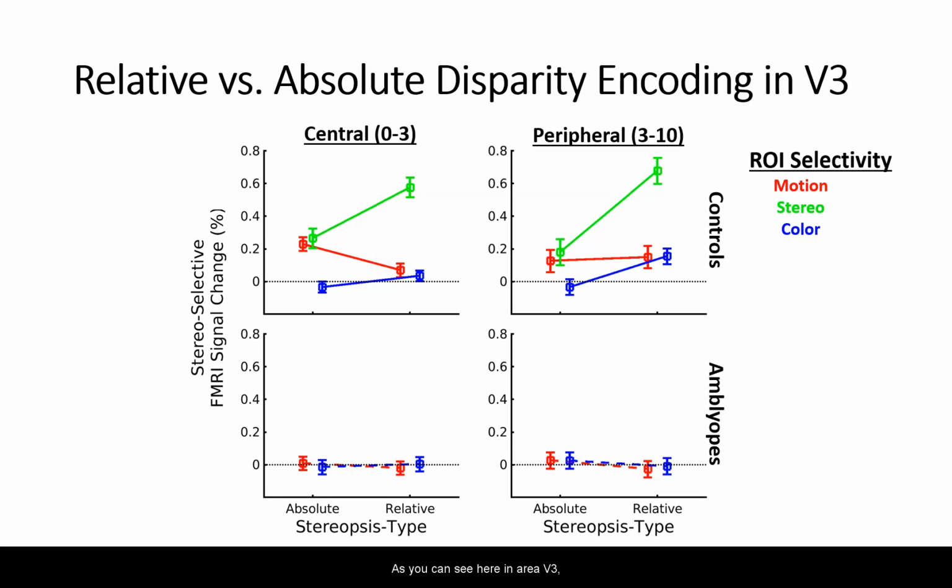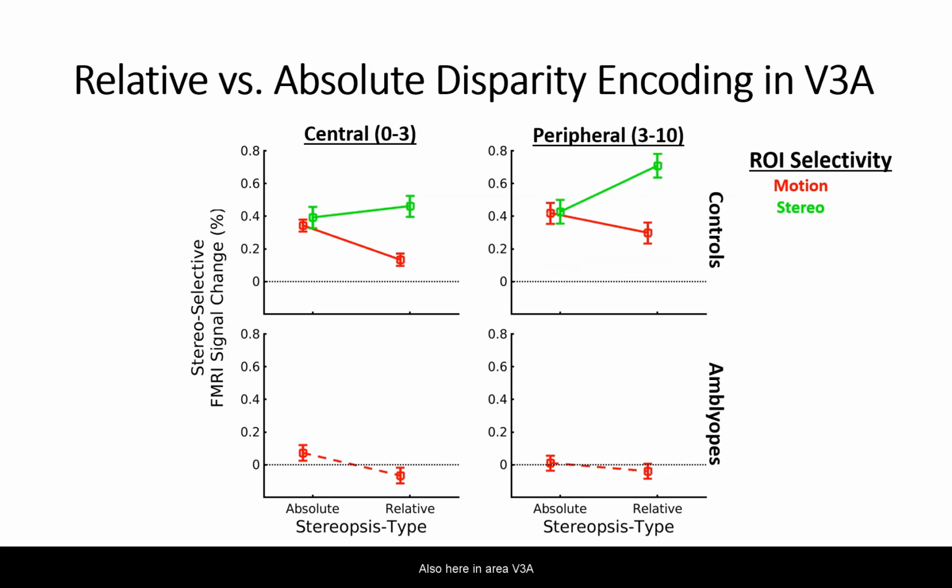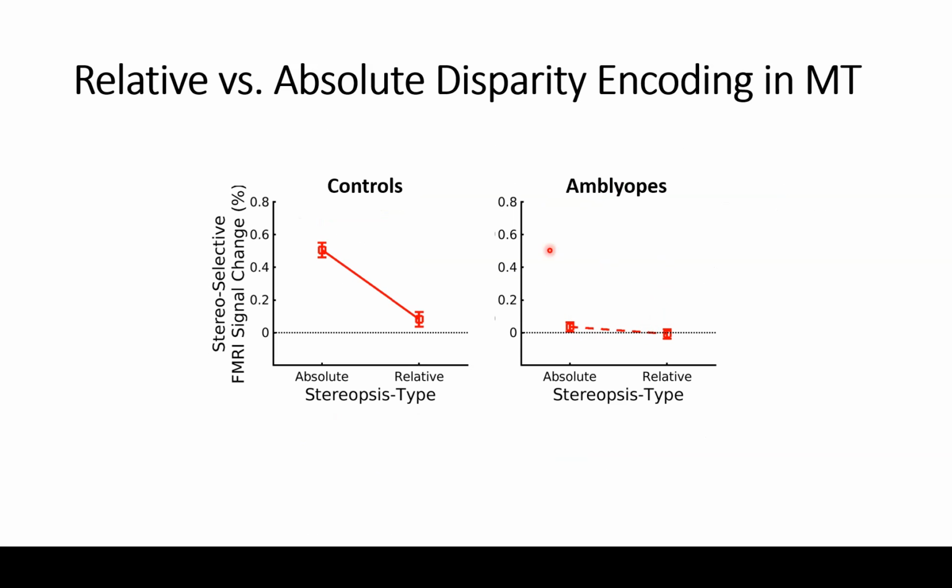As you can see here in area V3, the impacts of amblyopia are not limited to the encoding of relative disparity cues and/or the response measured within the stereoselective sites. Rather, amblyopes also showed a weakened response to the absolute disparity cues evoked within motion-selective sites. Also here in area V3A, also here in area MT.